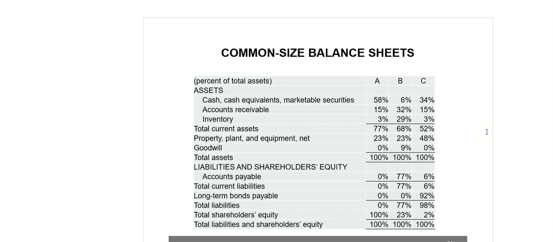Most of the assets of company A and B are current assets. However, company A has nearly 60% of its total assets in cash and short-term marketable securities, whereas company B has only 6% of its assets in cash and marketable securities. Therefore, company A has a superior liquidity position compared to both company B and company C.